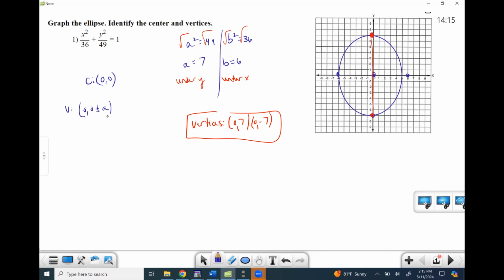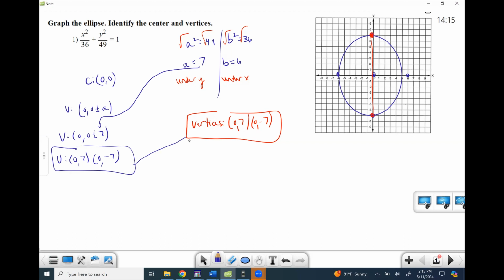Remember, a is for the vertices, b is for the minor axis endpoints or the co-vertices, and c is for the foci. So if we went in here and we added and subtracted our a, which is 7, then we would get 0 plus 7, so 7, and 0 minus 7, so -7, which is another way to get the same exact answer. This is going to be important on problems where we're not centered at 0, 0, or where we don't have a graph.